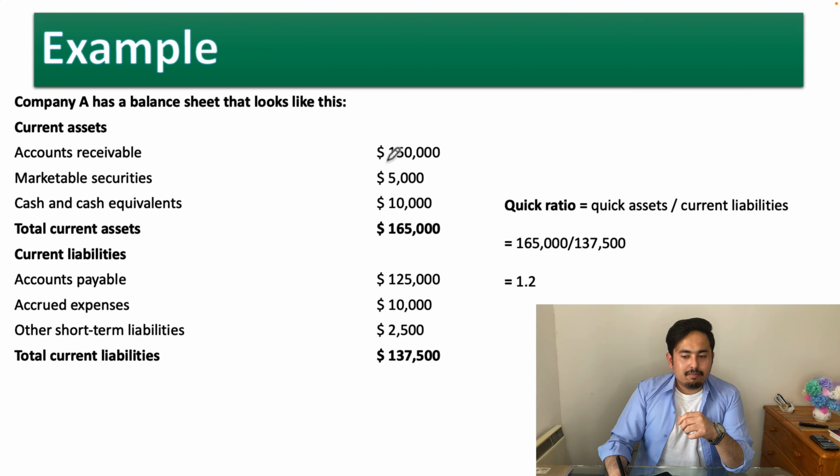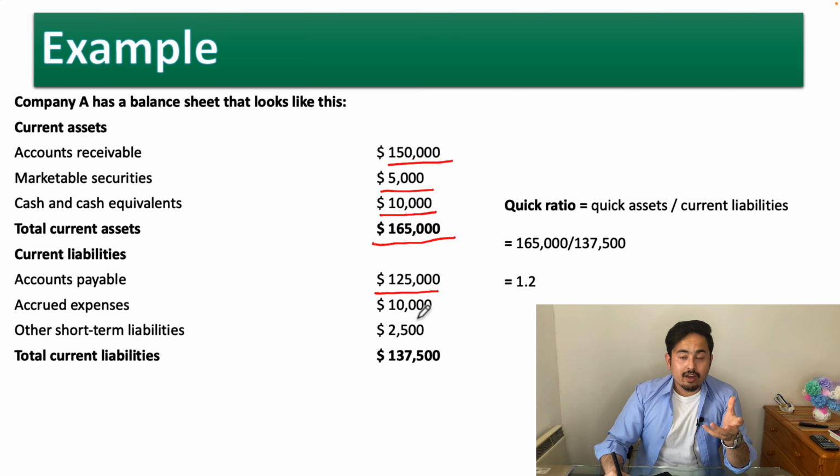Suppose a company in the balance sheet has $150,000 of account receivable, marketable securities, as I told, $5,000, and $10,000 of cash and cash equivalent. So overall the company has $165,000 of total current asset. And on the other side we have current liability. In current liability we have account payable of $125,000, $10,000 of accrued expense.